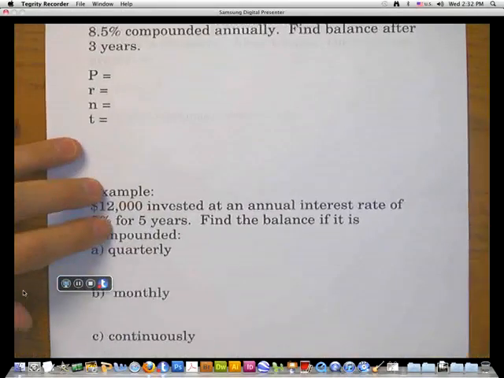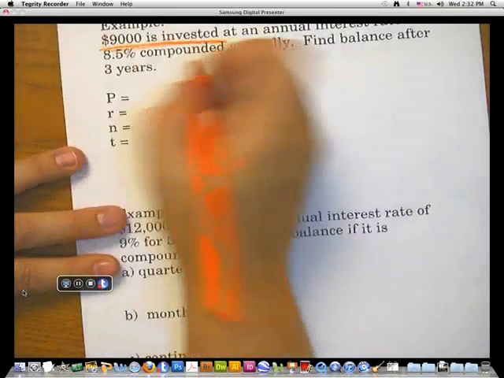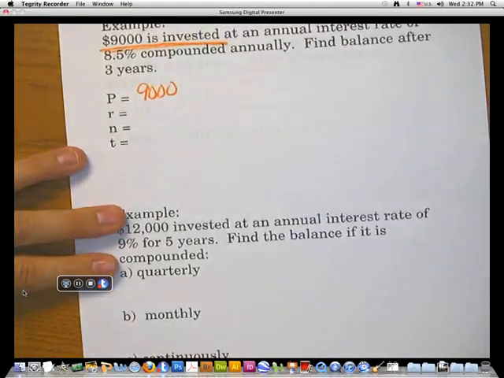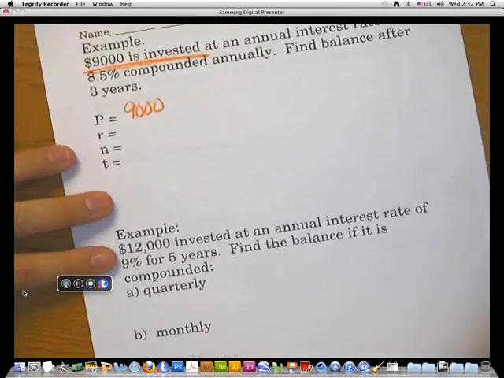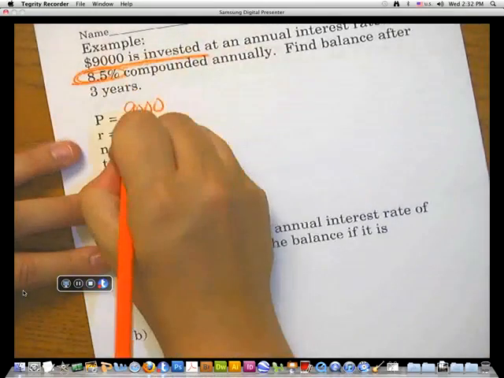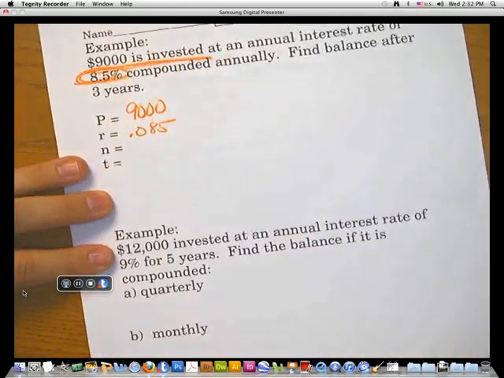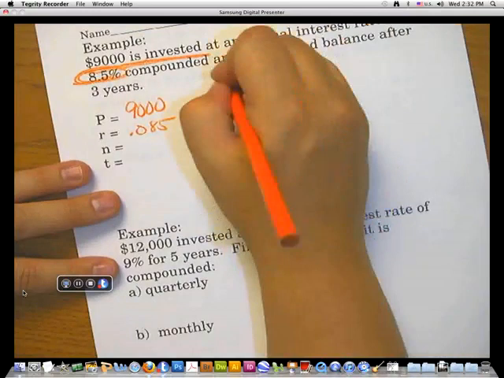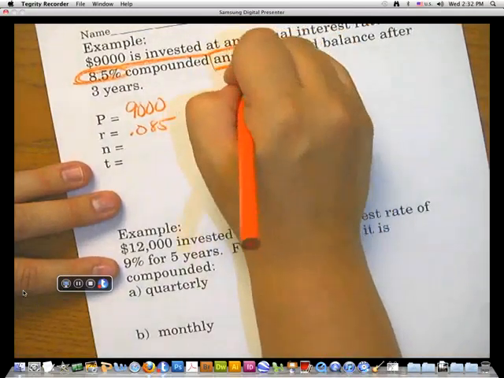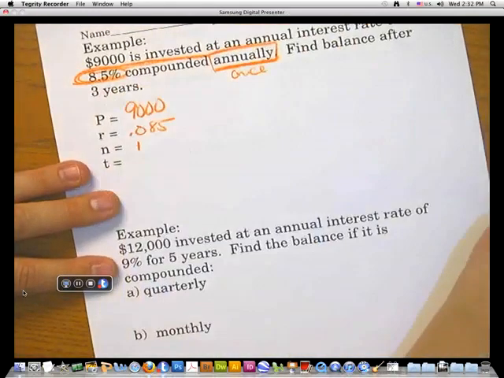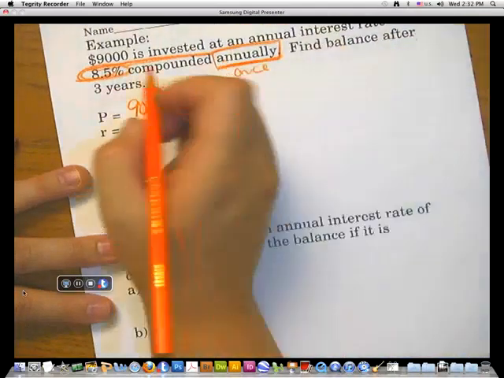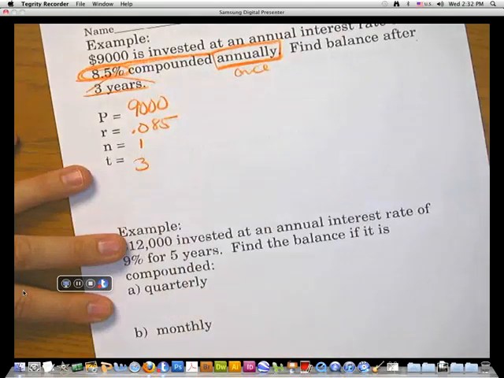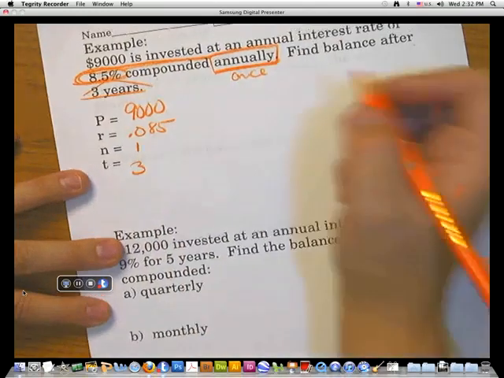So here we have $9,000 invested. Invested means beginning. So that's P. At an annual interest rate of 8.5%. So there's our rate written as a decimal. Compounded annually. Annually means once. So that's our N. And find our balance after 3 years. There's our time. Plug it all into the formula.